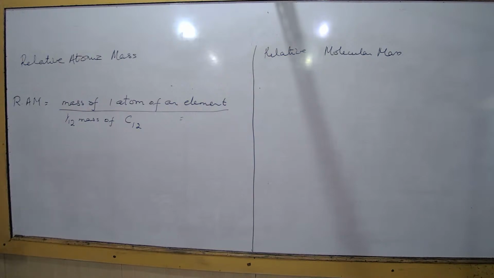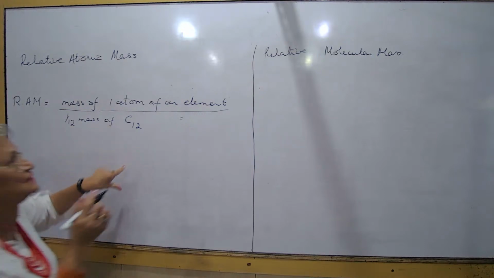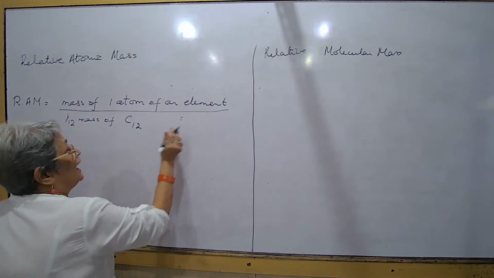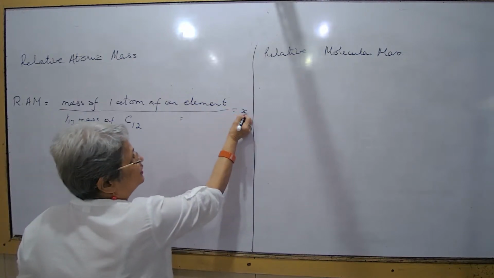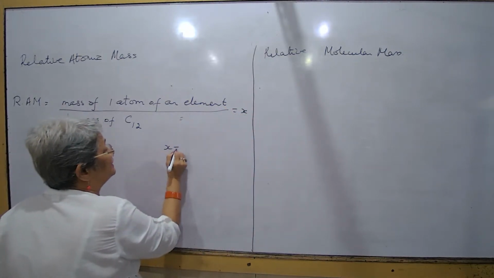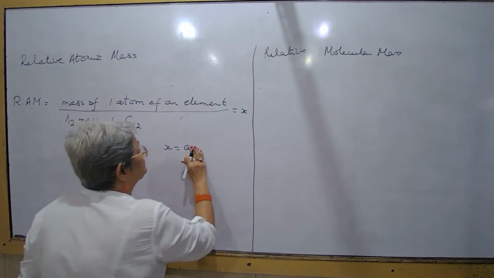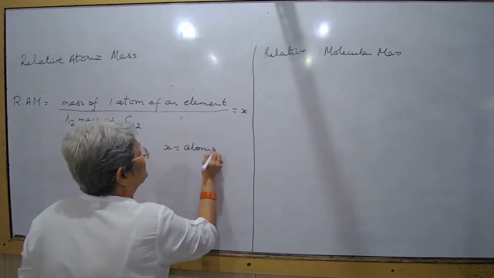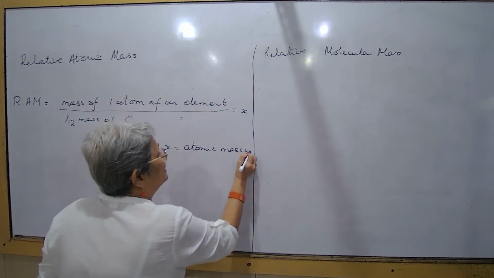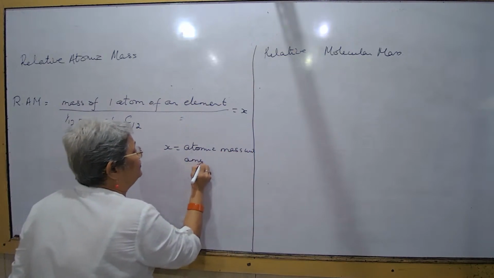Followed so far? The 1/12 mass of C12 will be the same in every condition. You always have to take that as a standard, and it's easy to handle. Why would you want to take 1/30th? It's a standard, easy to handle. And the answer is whatever answer you get. Suppose you get answer X. That X, the unit is atomic mass unit, which is AMU.